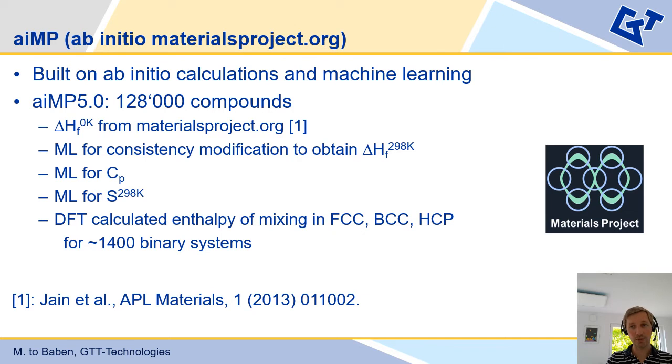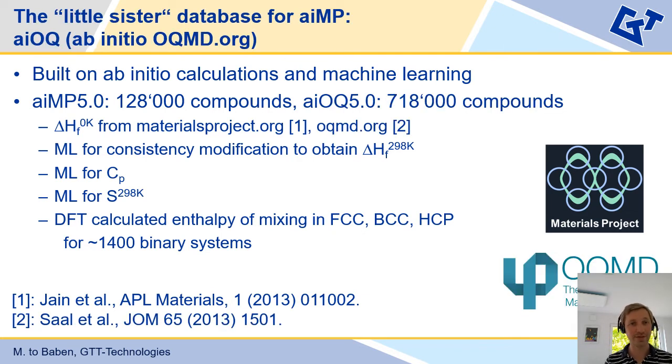AMP now has a new family member. There is a little sister of AMP, which is the AOQ database, and actually the little sister is quite big, containing now data on 718,000 compounds that are taken from OQMD.org, the Open Quantum Materials Database. Other than that, the models are developed in the same way as we have them for AMP.